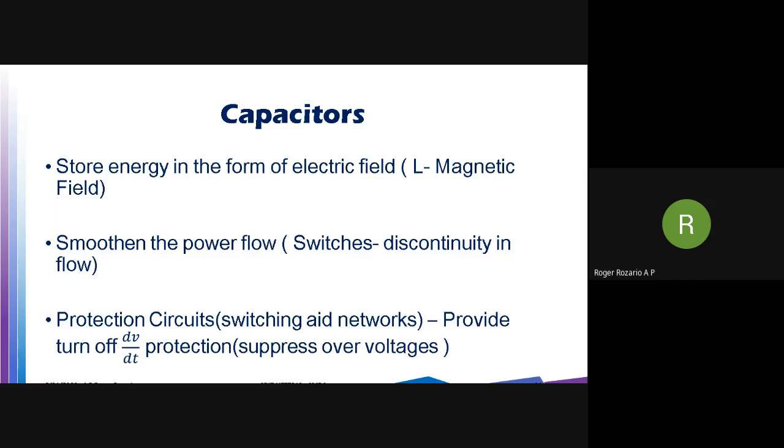So two functions of capacitors in DC-DC converters are to smoothen the power flow and to provide turn off dV by dt protection, similar to the inductor. The inductor was turn on dI by dt protection. Capacitors provide turn off dV by dt protection.